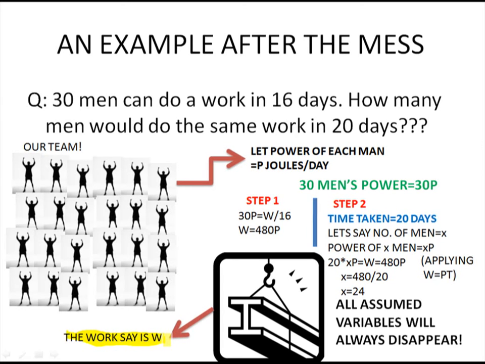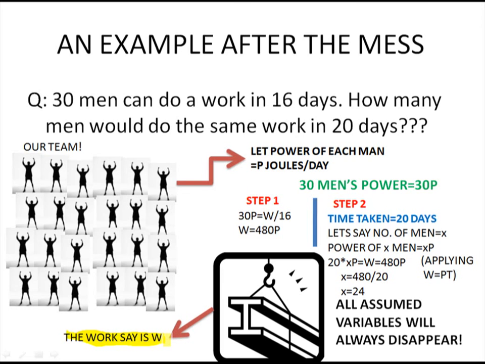Now let's move on to the second step. So we have to find how many men would do the same work in 20 days. We don't know the number of men, but we know how many days it takes to complete the given work. So let's assume that the number of men is equal to x. So now power of x men would be equal to x times p. Now again apply the same formula, work done is equal to power into time, and this time we get the work done W is equal to power, which is x times p times 20.